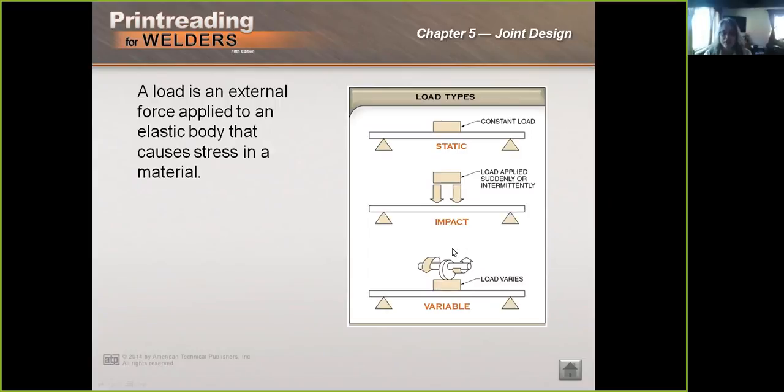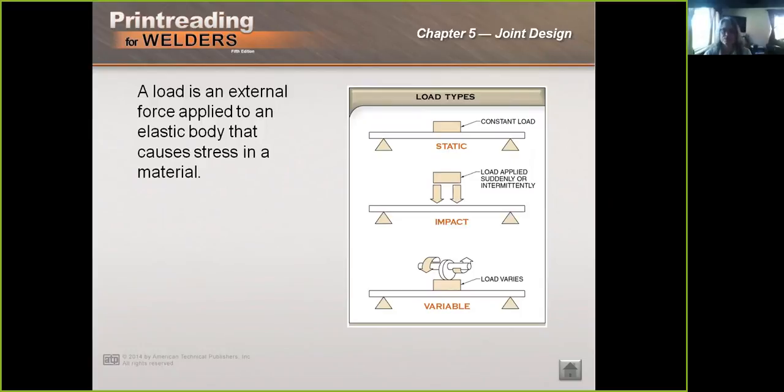And you can have a variable load where load just varies over time. An example of that might be vehicles on a roadway or vehicles on a bridge. Not really an impact load because it's not really sudden, but it's not really a static load because it changes.